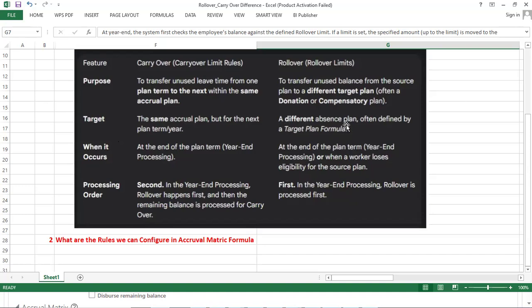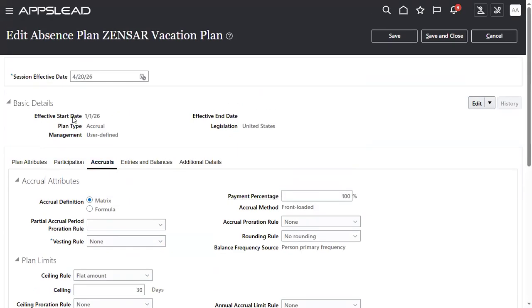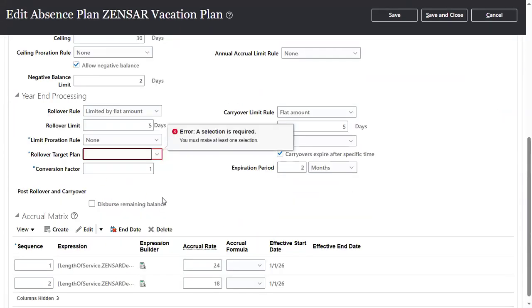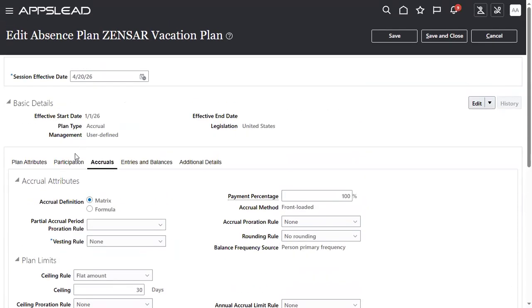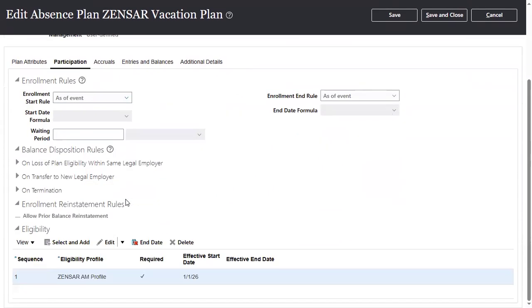Rollover targets a different options plan, often defined by a target plan formula. It occurs at the end of the plan term, during year-end processing, or when a worker loses eligibility for the source plan. Maybe in the middle of the year, the employee lost plan eligibility. You can also specify the rollover. That option we will be mentioning here. When you go to the participation tab, let me take it as a null value. When you go to the participation tab, here is an option.